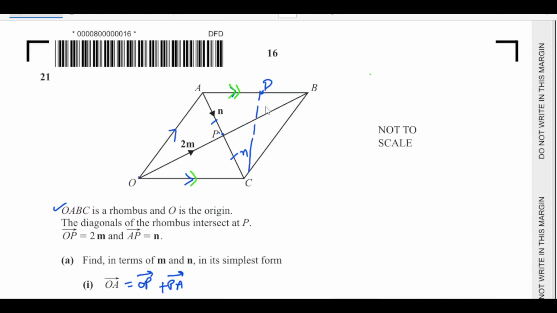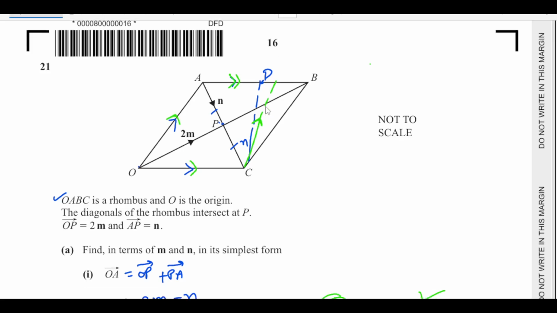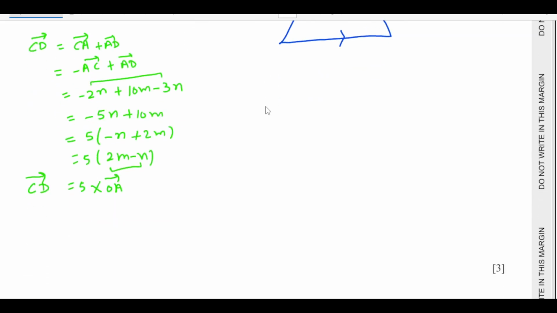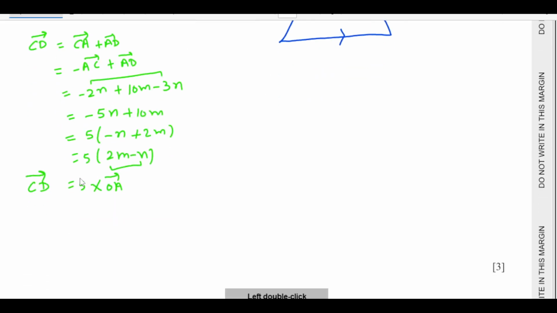Actually, this side is going to be parallel here. I have drawn this the other way. So we got this and this is parallel. If they are parallel, that means the shape is a trapezium. So CD is parallel to OA, and therefore OADC is a trapezium.